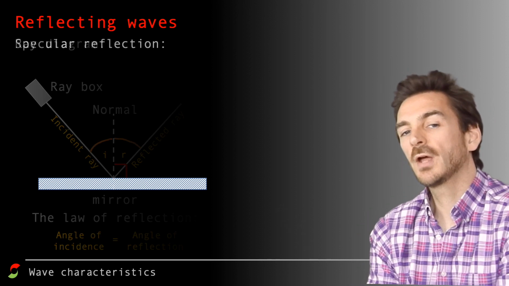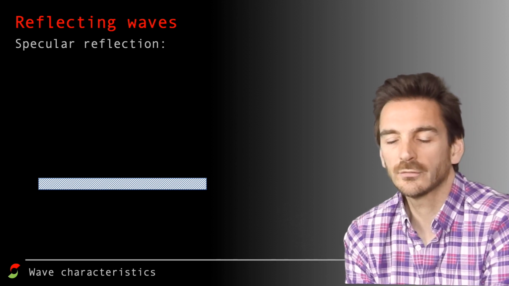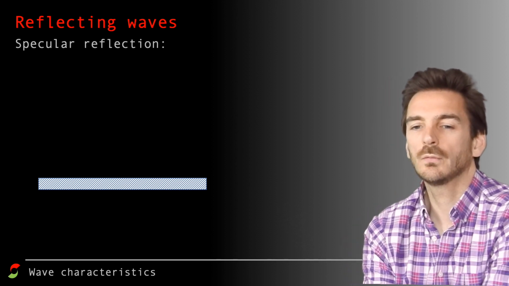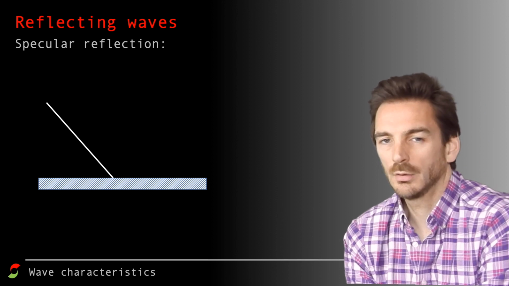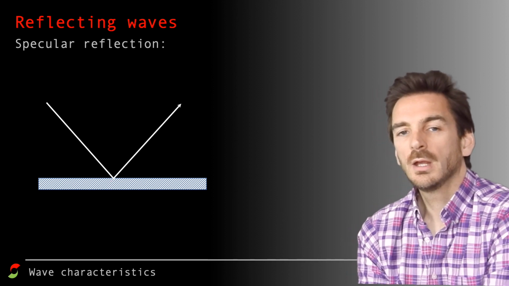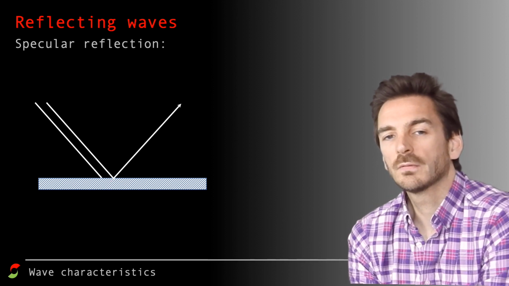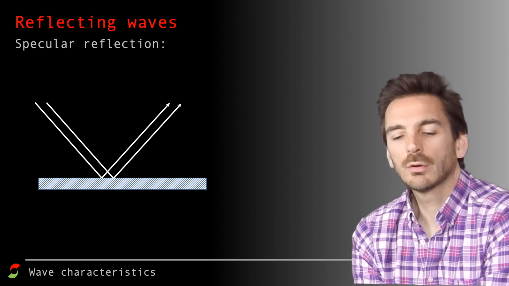However, there are two different types of reflection. So we're going to look at specular reflection to start off with. When you look at specular reflection, what happens is the angles at which the reflected rays bounce off, the angles are all the same.